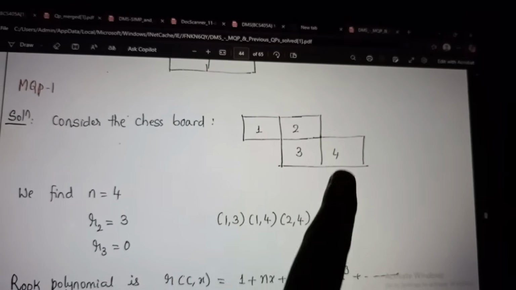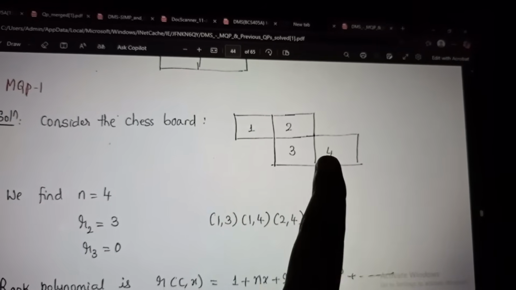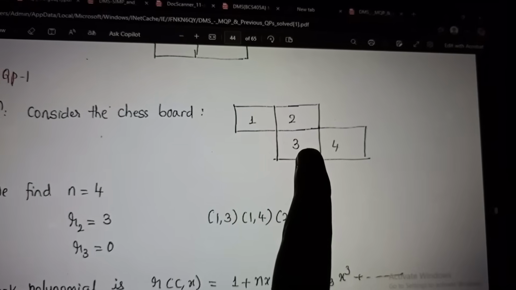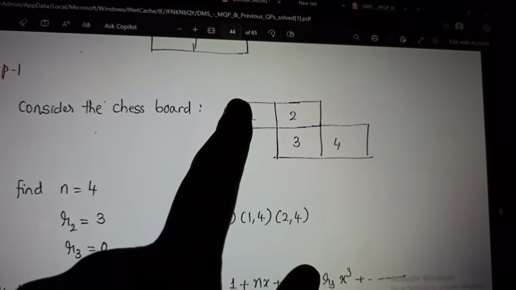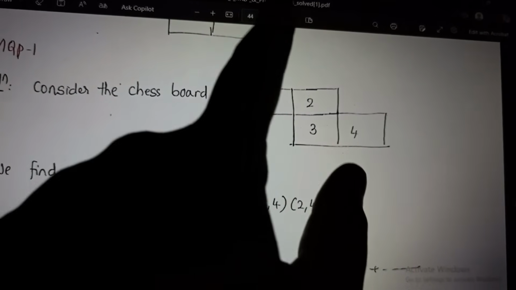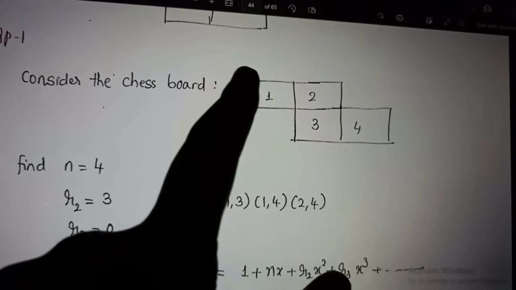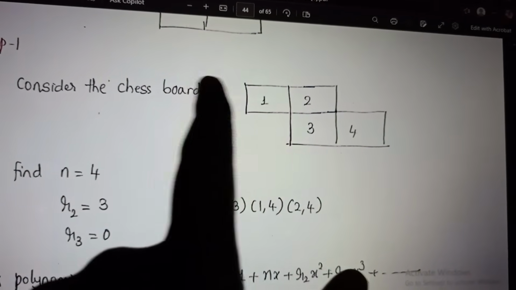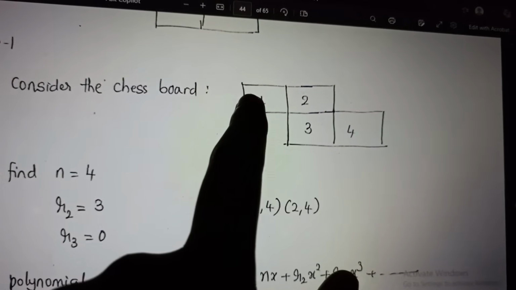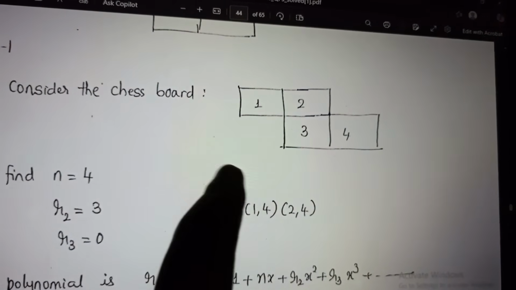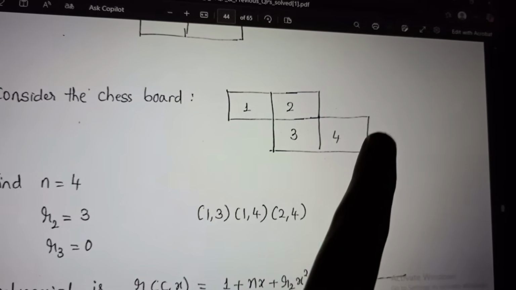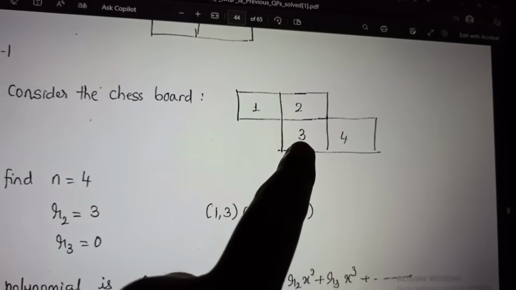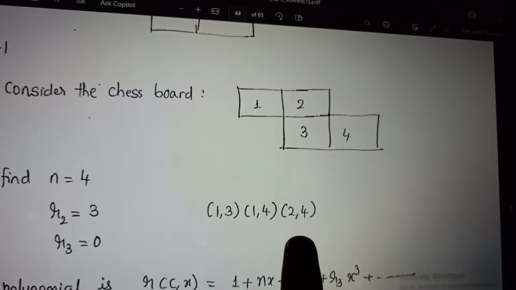I'll tell you. First you have to write all the possible combinations. While taking combinations, suppose you're taking 1, you cannot pick from the same row or same column. So 1 and 3 can be a combination because 3 is not present with 1 in the same row or same column, right? So 1,3, 1,4. Similarly, 2,4 can be taken. 2,3 cannot be taken because it is in the same column.